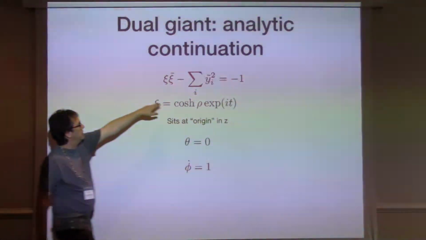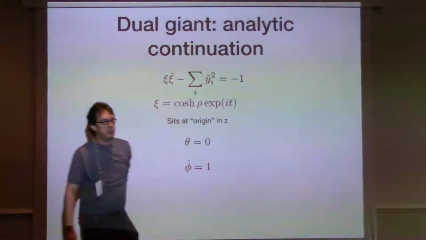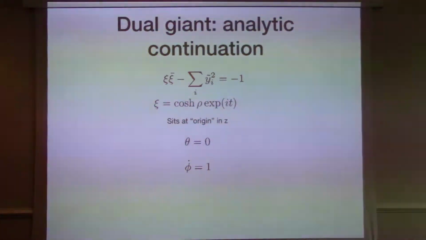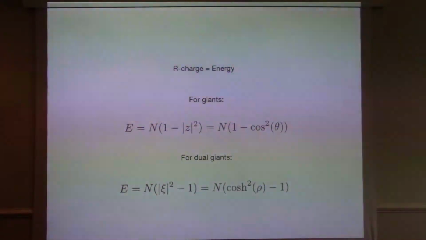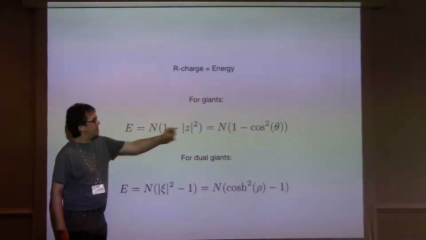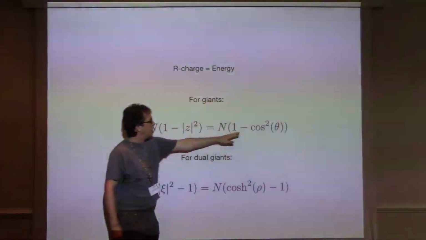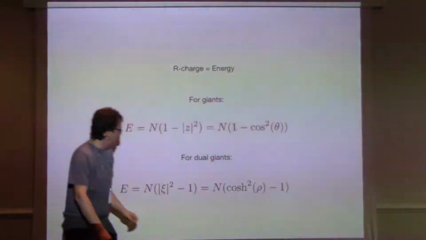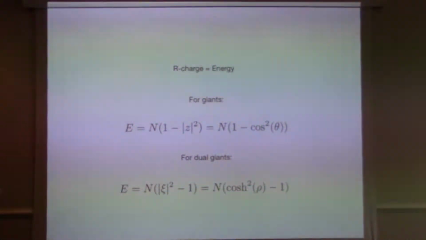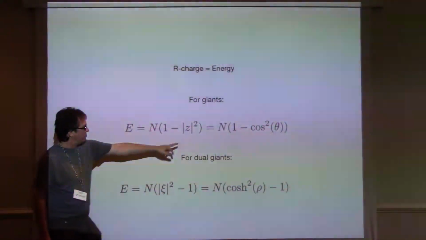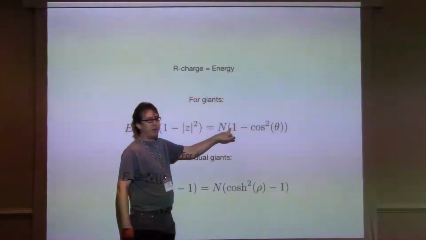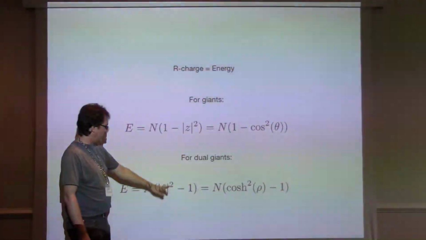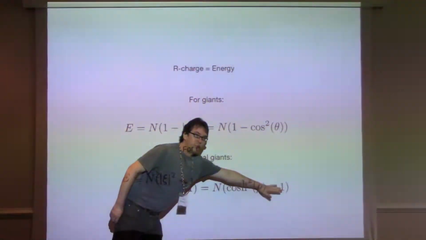This should be a plus 1. In any case, so we're good. They're BPS, so the R charge is equal to the energy. And for giants, the energy is n times 1 minus z squared, which you can write as n times 1 minus cosine squared theta. And for the dual giants, you change the sign to a plus sign, this to a minus 1. And then you get c squared minus 1, and that's cosh squared rho minus 1.